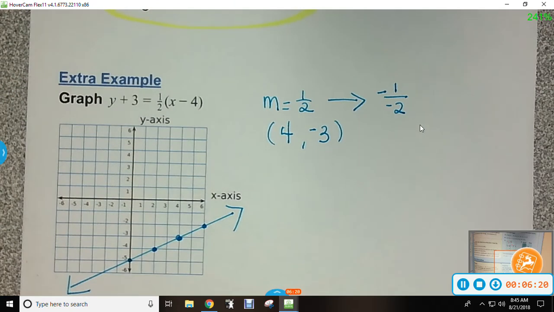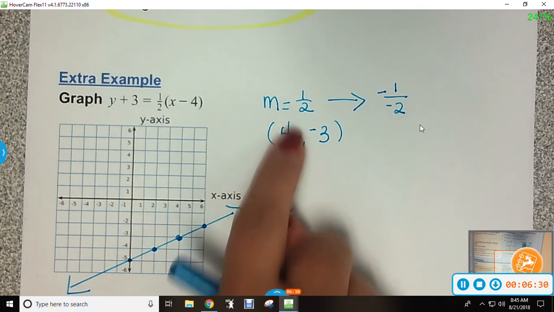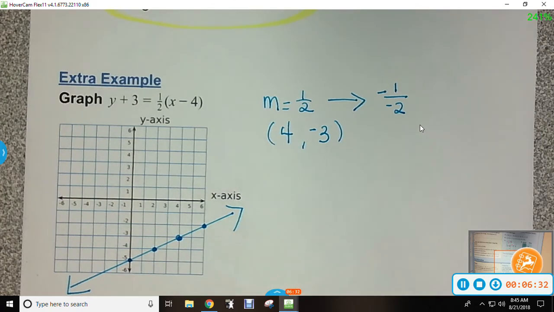Okay, so it's just like graphing with slope-intercept form, only you don't know the y-intercept. You use this point instead and the slope. So now looking at my graph, I can tell what the y-intercept is. The y-intercept is negative 5.